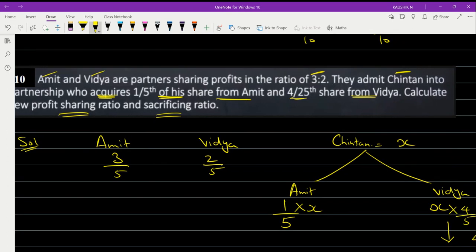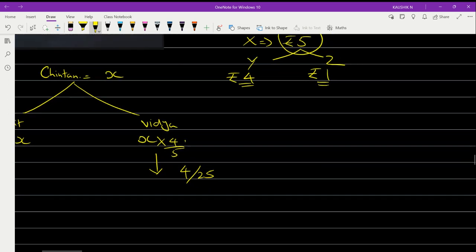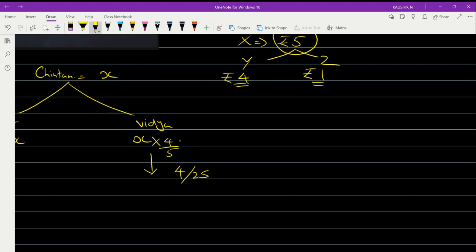See, it is given in such a way that the partner who is newly admitted is Chintan, who is acquiring his one-fifth share from Amit and 4 by 25th share from Vidya. That 4 by 25th is nothing but the remaining 4/5 share, or the value of 4 by 25. Am I making sense to you?